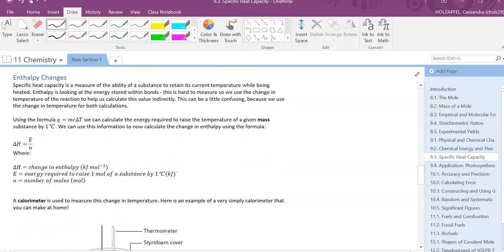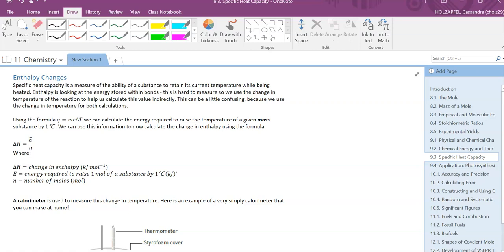Okay, so enthalpy changes. We spoke last lesson about enthalpy changes and how the energy stored in the bonds is kind of related to the change in temperature. But they're not exactly the same thing, right? Enthalpy is the energy stored within the bonds. So we can use the change in temperature of the reaction to help us find this value indirectly. But specific heat capacity is not about energy that's stored within the bonds, right? It's nothing to do with that intramolecular situation. Instead, I'm talking about the ability of something to retain heat. So just be very, very careful of that.